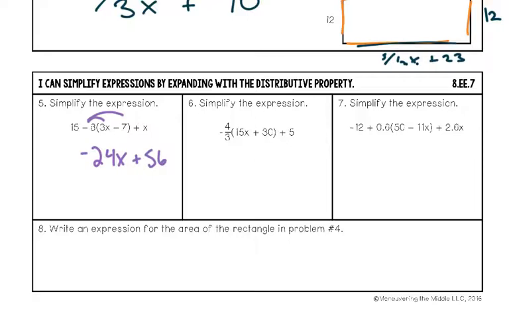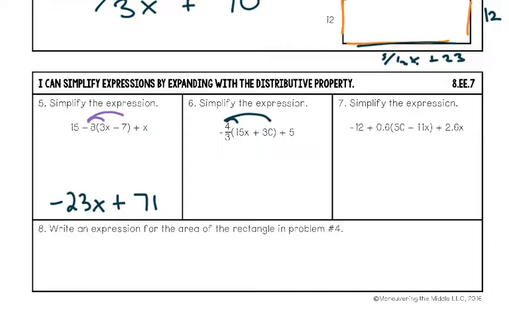Then I just bring down everything else in the expression. So I have 15 and I have an x. So then I'm going to combine like terms. So 56 goes with the 15 and the negative 24x goes with the x. I should be left with negative 23x plus 71. Another example in number 6, I have a negative 4/3 on the outside being distributed to each term on the inside.